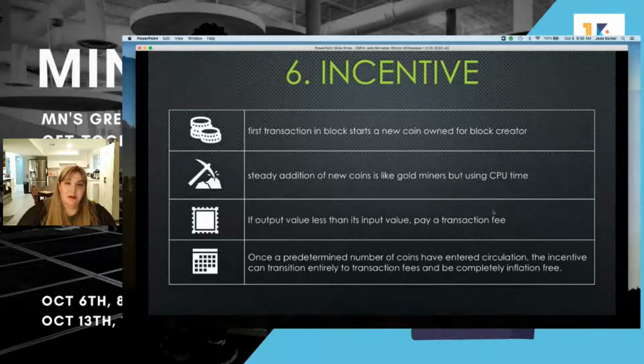So people are worried about, well, what happens after all the new coins are mined and there's only going to be 21 million? Actually, the system is going to run off transaction fees after that. So don't worry about that. If the output of that transaction is less than the input, you have to make up the difference by putting a stamp on that letter. Not a big deal, not confusing.